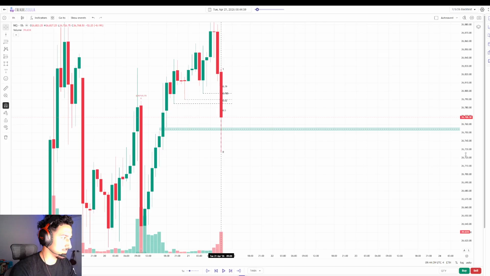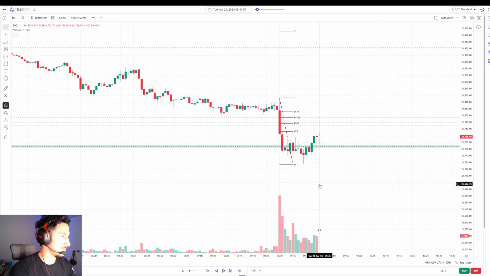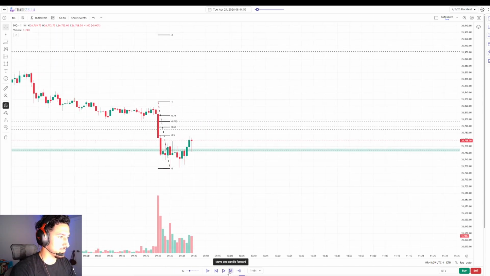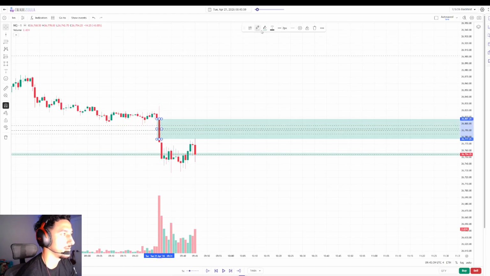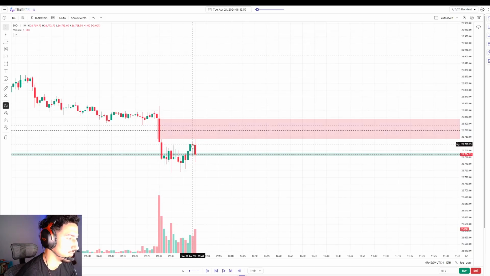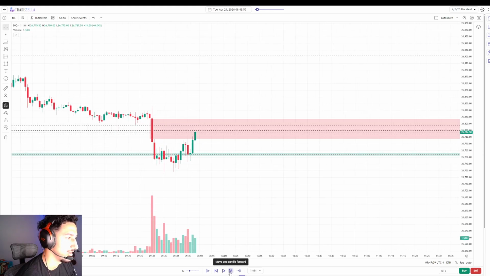Tapped into this 1 hour. Let's see how the macro goes. So we're going to open up this. So we do come into this bearish first presented. Would have been a nice short, but I want to see a little bit more price action play out.